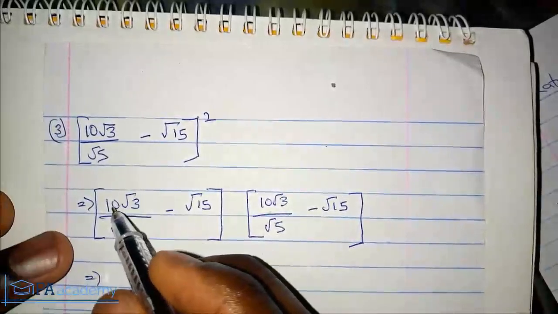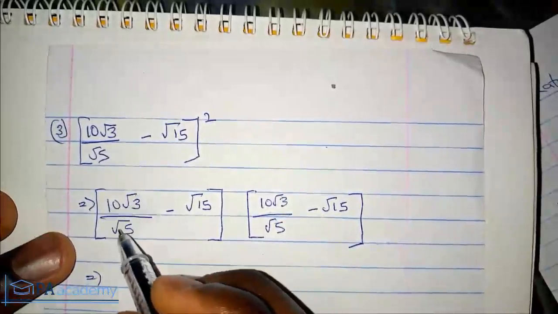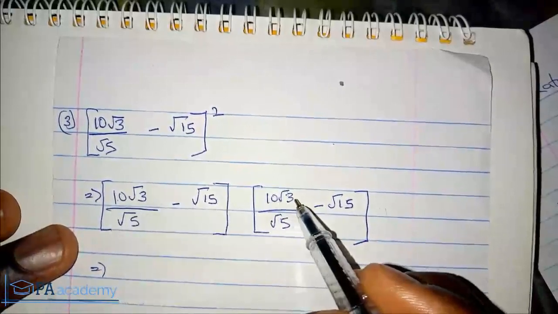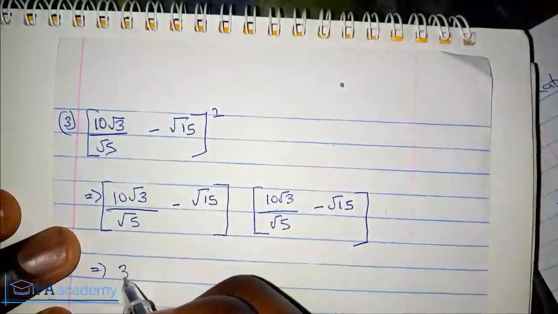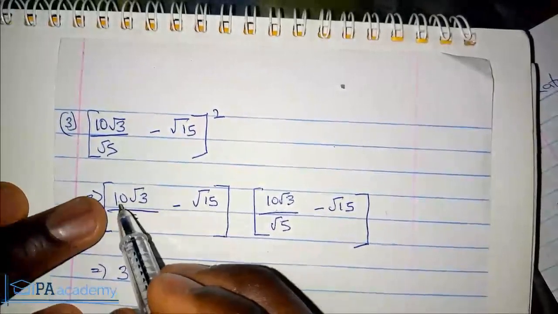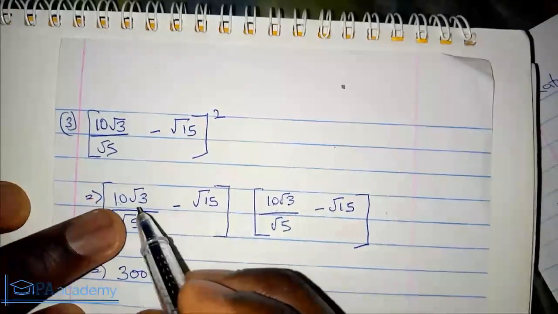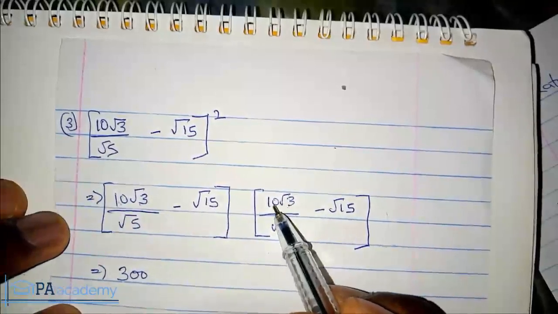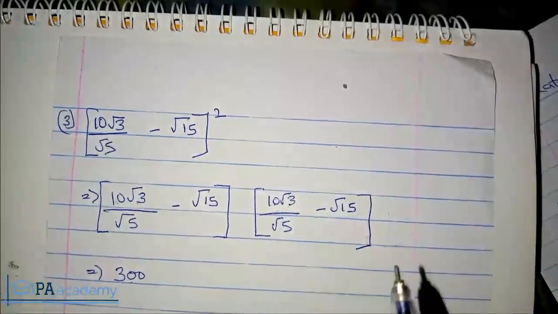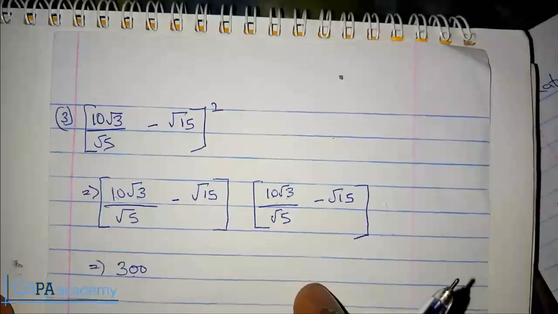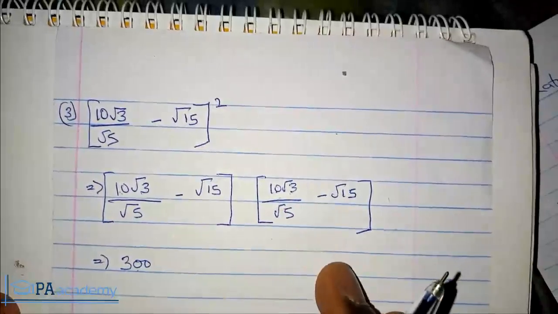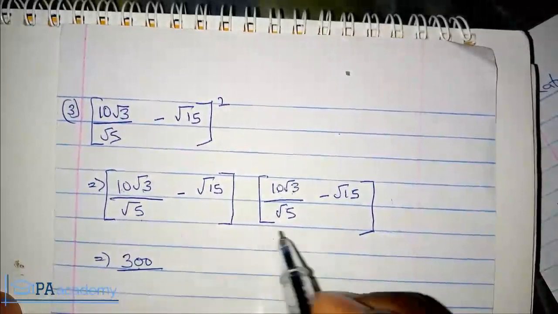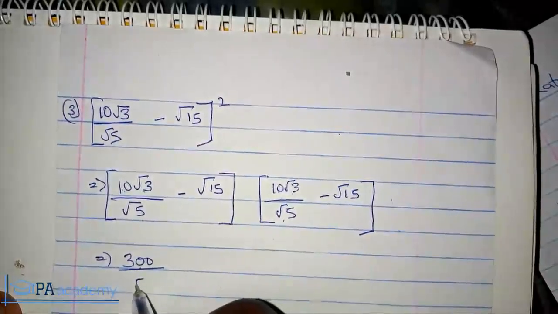To start with, we are going to multiply 10√3 over √5 with everything that we have here. So 10√3 multiplied by 10√3 will give us 300. This is it: 10 times 10 is 100, √3 times √3 is 3, so 3 times 100 will give us 300. I'm skipping some steps because if you watched the previous part of this video, you'll be able to understand the multiplication of surds. So over √5 multiplied by √5, that will give us 5.